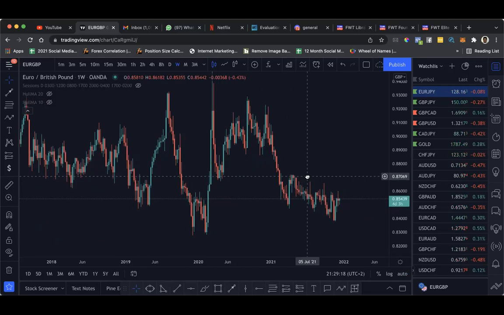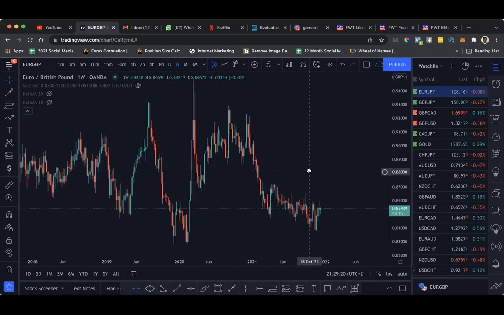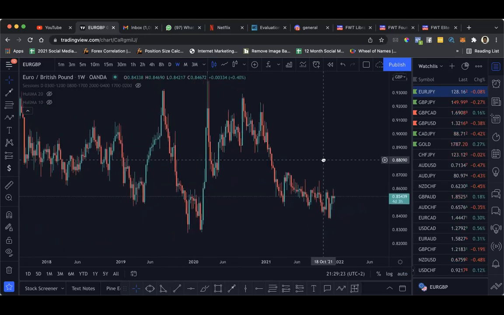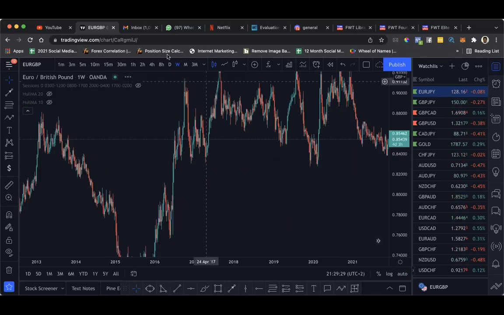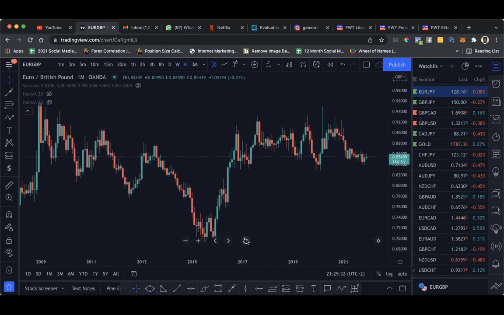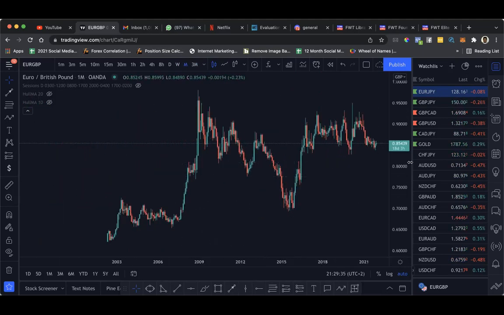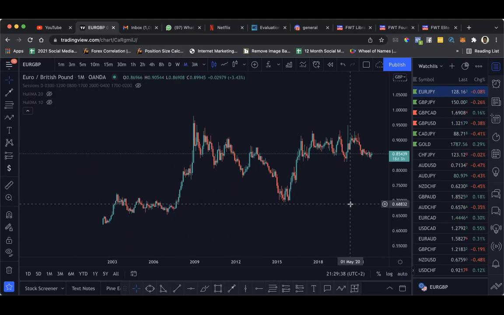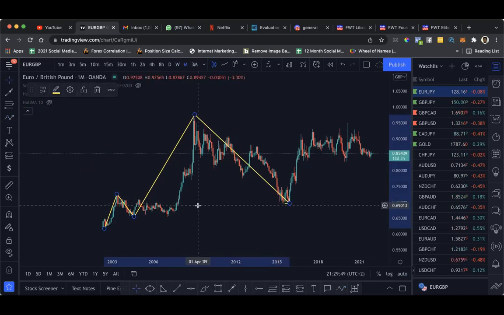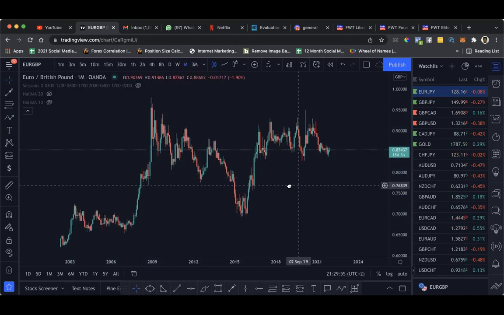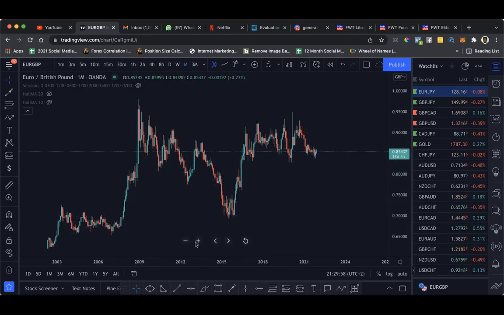So price is in a downtrend. Hold on. Overall, uptrend. Check it out. And then price is back to this demand zone here. Okay, so this is an overall uptrend. We also see this.